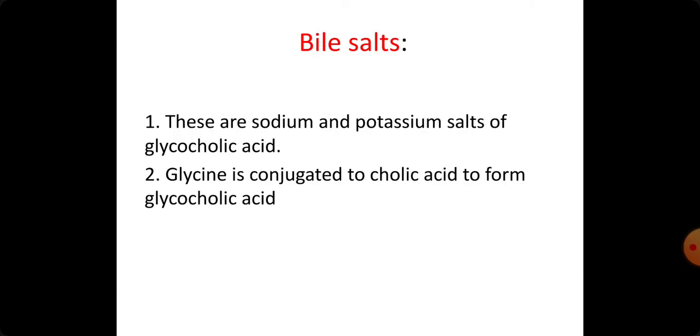Now we go to the other products formed from glycine, that is bile salts. These are sodium and potassium salts of glycocholic acid. Glycine is conjugated with cholic acid to form glycocholate. Cholic acid is first formed and then conjugated with glycine to form the glycocholate.